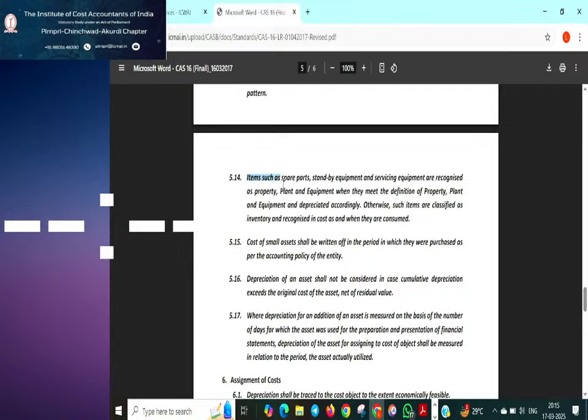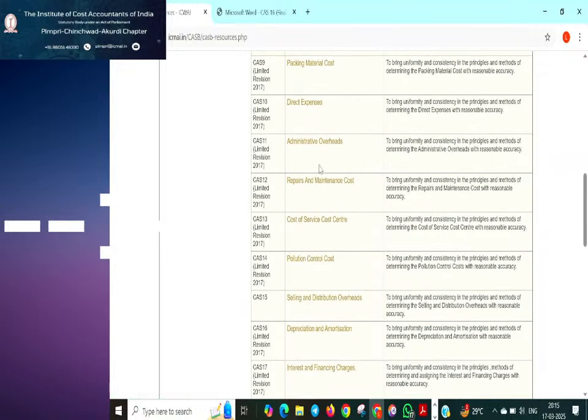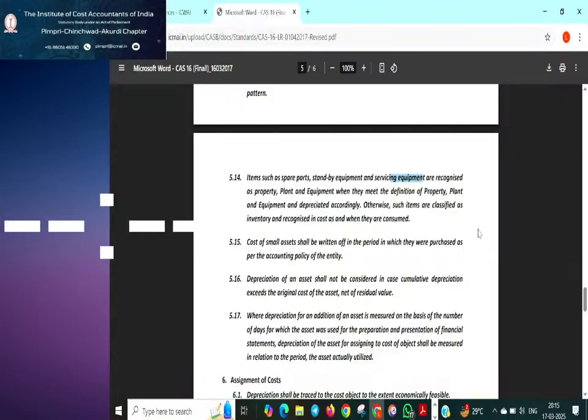Items such as spare parts, standby equipment and servicing equipment are recognized as PPE when they meet the definition of PPE and are depreciated accordingly. So we have seen this spare part case in our valuation, under repairs and maintenance cost, where there was high value equipment. So how do we charge depreciation, and how the difference between the depreciated value and the market value is accounted for as repairs and maintenance cost.